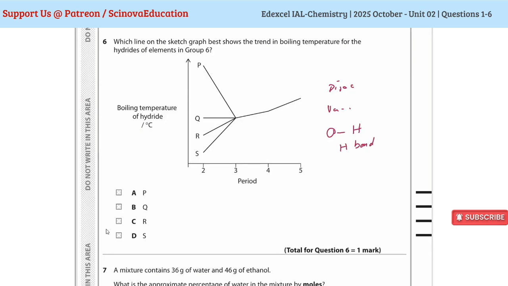So because of this exception, we expect a very large increase of boiling temperature when it comes to the water molecule. Therefore, the correct answer is we can expect the line starting from point P to be the correct trend. So the answer is option A. P is the correct point.